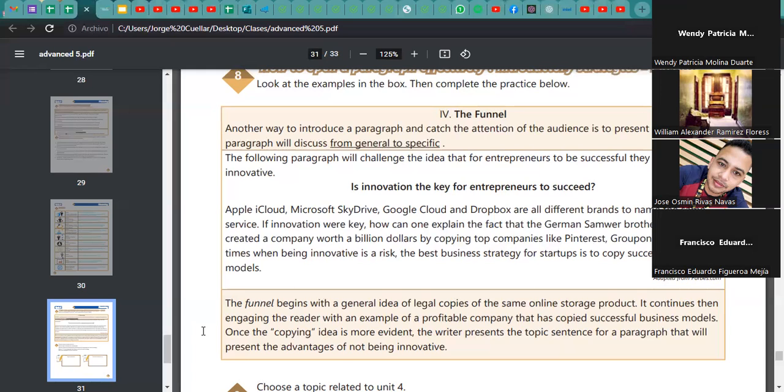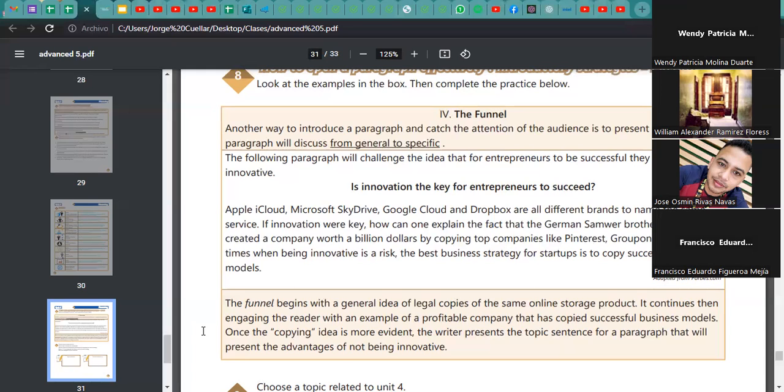The funnel begins with the general idea of legal copies of the same online startup problem. It continues then engaging the reader with an example of a profitable company that has copied a successful business model. Once the copying idea is more evident, the writer presents the topic sentence for a paragraph that will present the advantages of not being innovative.